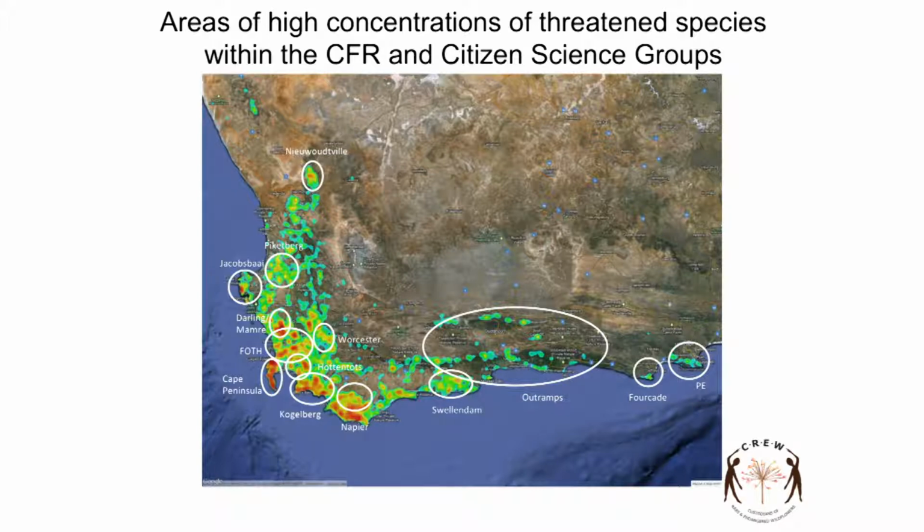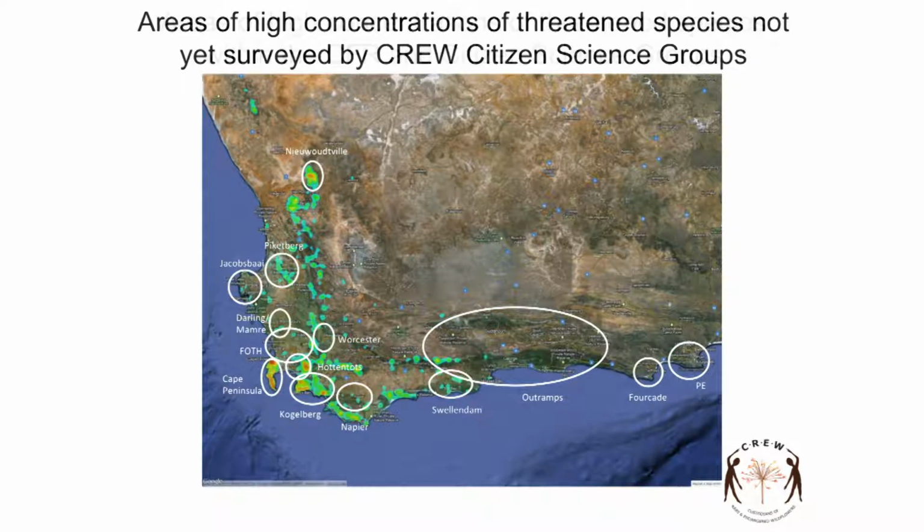Currently, you can see the areas that are yet to be surveyed by our citizen scientists. So looking again, these are the areas and where the threatened species, so these are the highly threatened species, and this is the data that's yet to be captured. So quite astonishing to see just how much data has been captured in around 15 years.